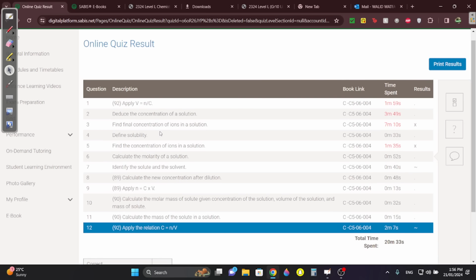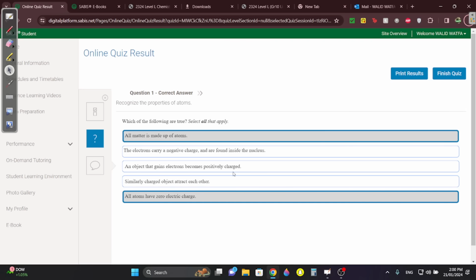Now we're on 6.5. I think without studying, everybody should be able to get 6.5 correct, because it's all common knowledge. All matter is made up of atoms. Everybody knows this. Electrons carry a negative charge and are found inside the nucleus. Obviously not. Electrons are found around the nucleus.